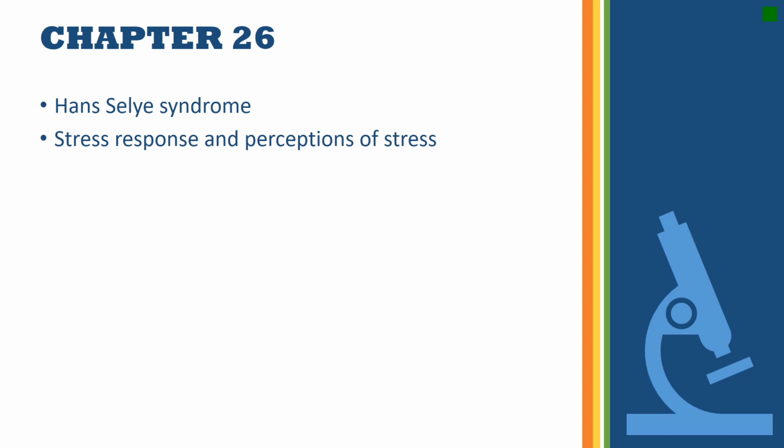All right, our last chapter, chapter 26, on page 612. Hans Selye has defined 3 stages of the stress response. Sometimes it's abbreviated GAS, general adaptation syndrome. It's a concept, and you just need to kind of know what is maybe another name for it. What are the stages? The alarm stage, the resistance stage, and the stage of exhaustion. And then look at stress responses and perceptions of stress. How do they differ between individuals? Or what does it take for someone to perceive stress and respond to it?